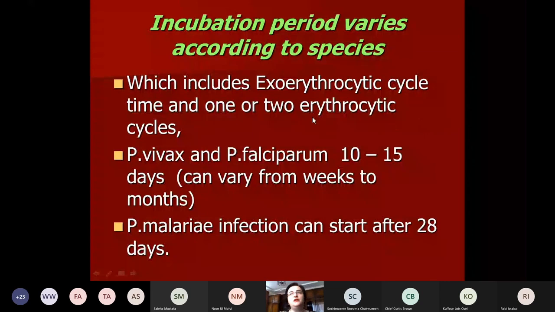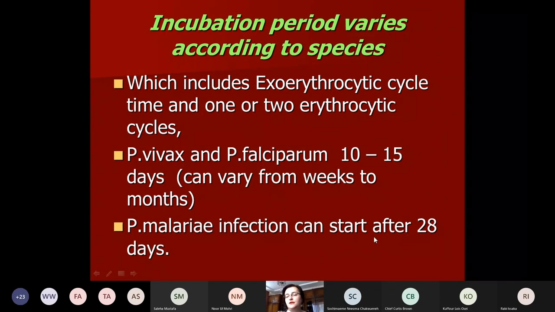Remember, gametocyte formation does not start from the beginning of the erythrocytic cycle. It needs 2, 3, sometimes even 5 cycles inside the erythrocytes to produce gametocytes. Plasmodium vivax and falciparum will need 10-15 days, and it can vary from weeks to months.